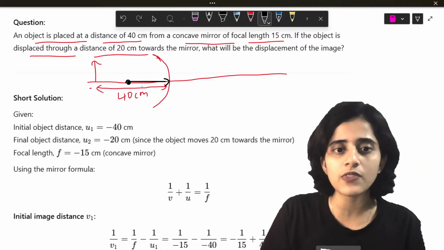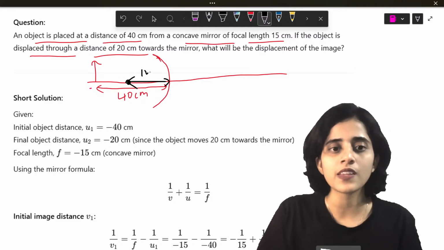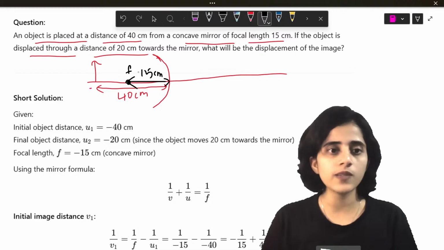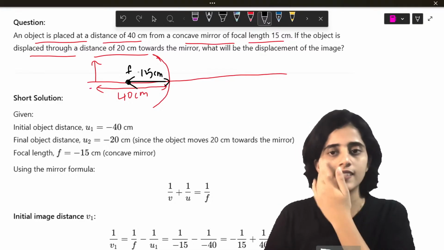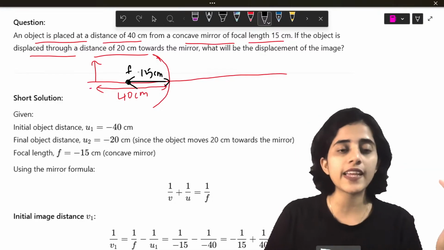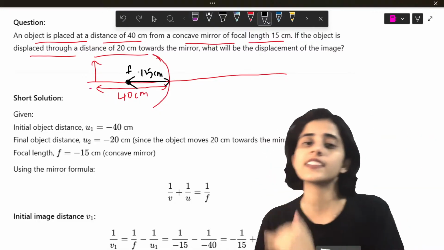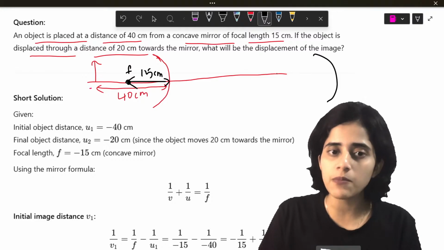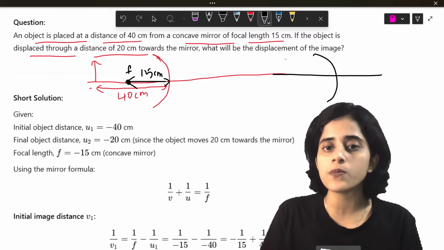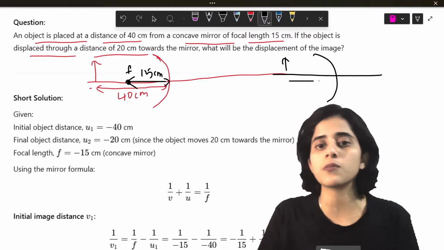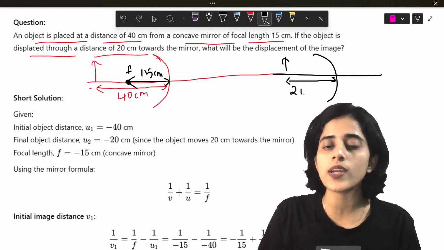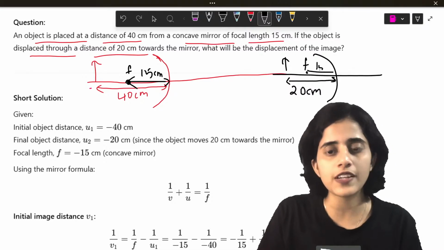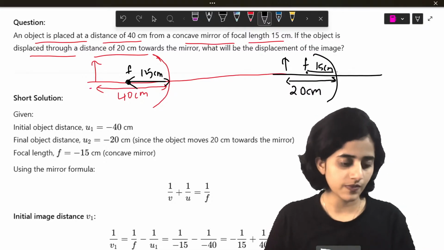So mathematically 15 centimeter, let's say it's here. This is the focus. Now the question says that the object is displaced through a distance of 20 centimeter towards the mirror. What does that mean? Same mirror, but the object is now moved closer to the mirror. The object is at 20 centimeter. Focus is still 15 centimeter. Okay?